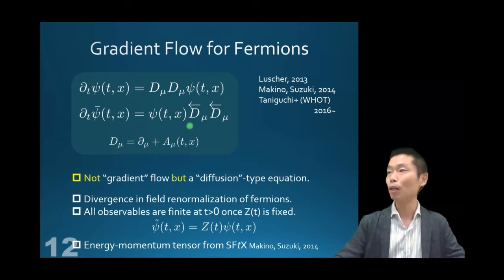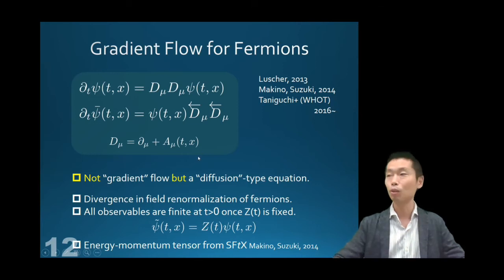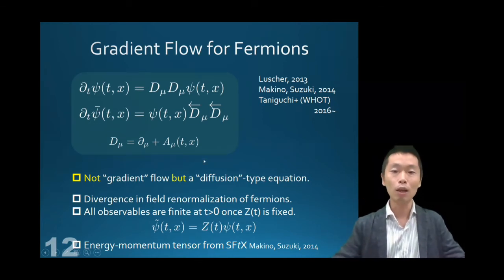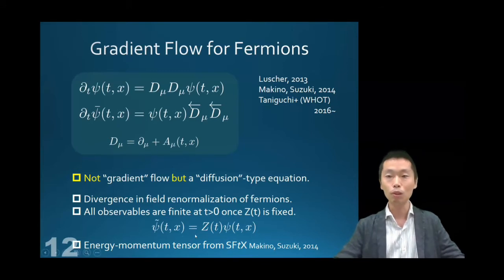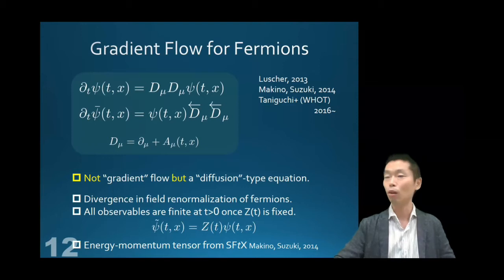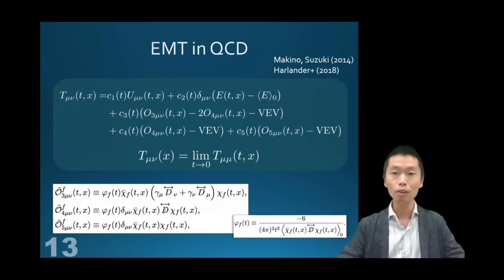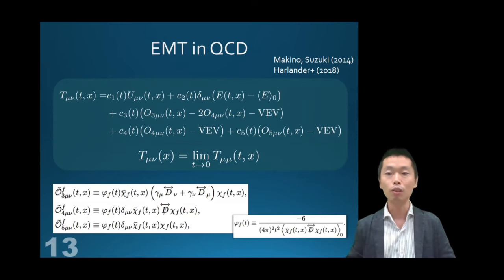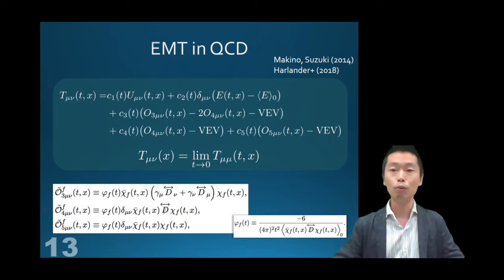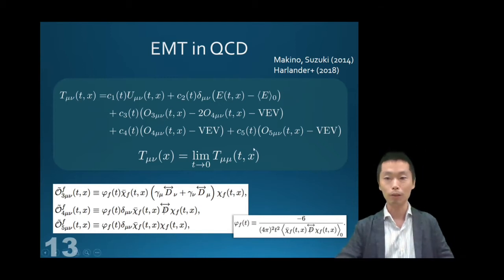Anyway, by defining the gradient flow in this way, again, all quantities become finite at non-zero flow time after applying one field strength renormalization this way. So we need one renormalization for the case of fermions, but by applying it, we can also use the gradient flow method and define the EMT operator. And this is the definition. So for the case of QCD, the number of operators is increased. It is actually 5. But anyway, we can define EMT in this way, and these perturbative coefficients are calculated in this reference. So we can make use of this quantity to define the EMT.